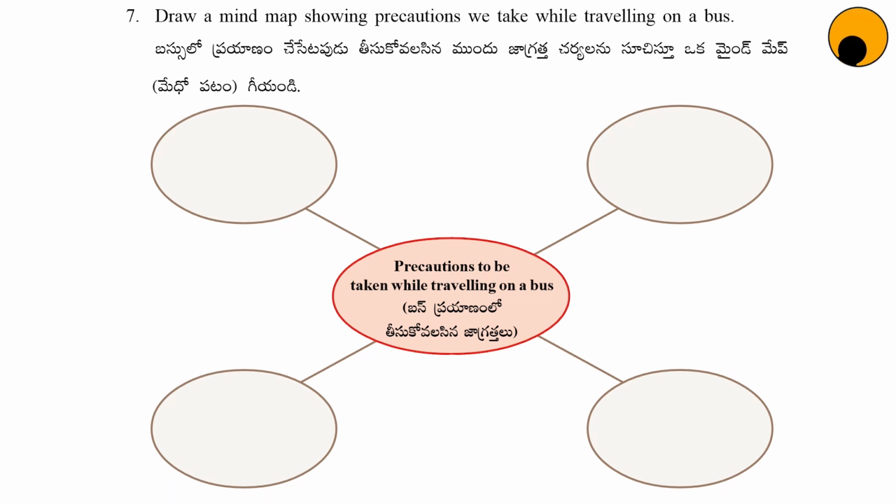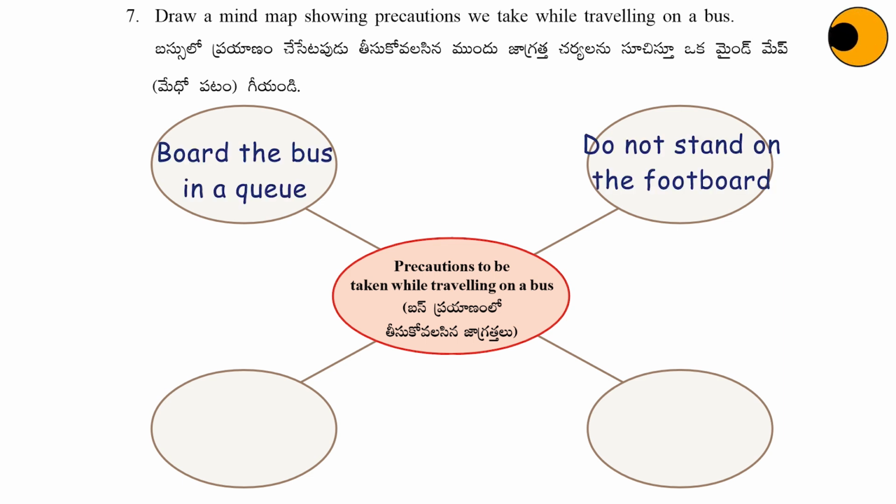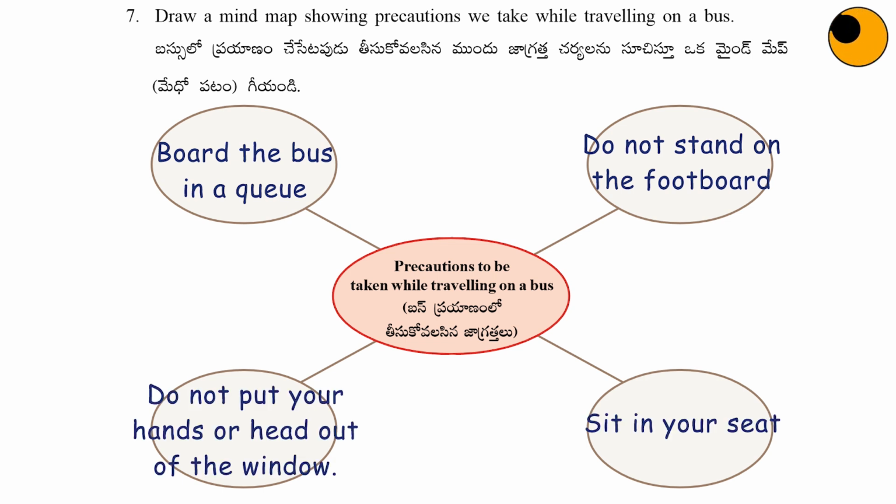Draw a mind map showing precautions we take while traveling on a bus. Board the bus in a queue. Do not stand on footboard. Sit in your seat. Do not put your hands or head out of the window.